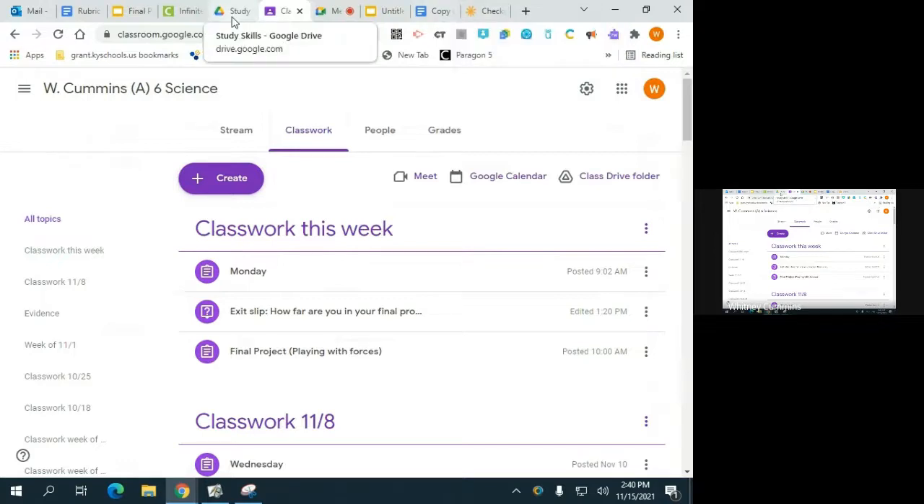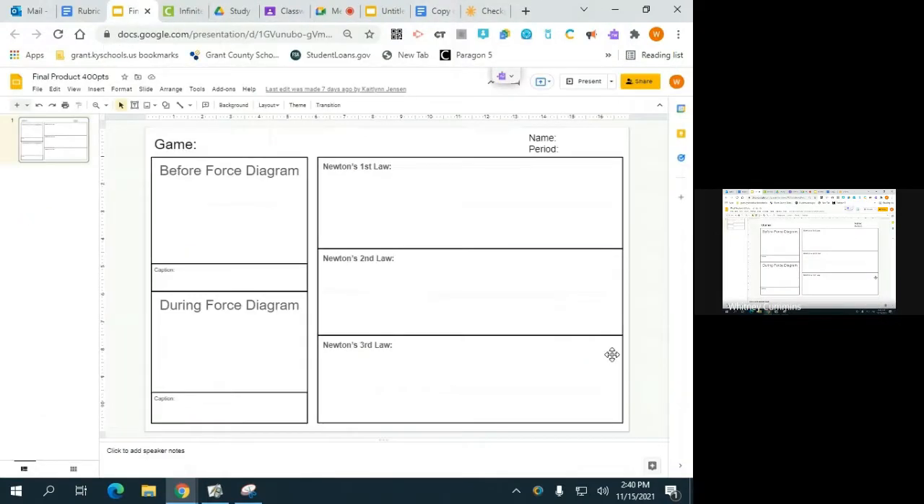All right. And so when we're looking at this final presentation, today our main focus is to finish these three parts. Okay, Newton's first law, Newton's second law, and Newton's third law. Okay, now we've done a lot of this in your checkpoints already. And so we're going to use that to help us answer our final presentation.